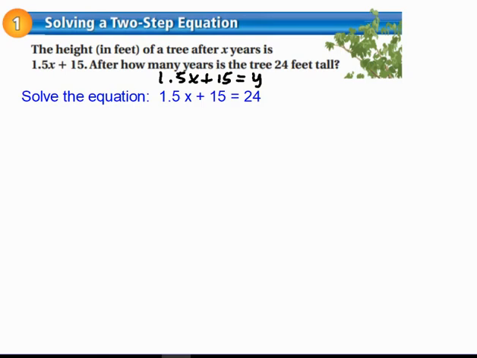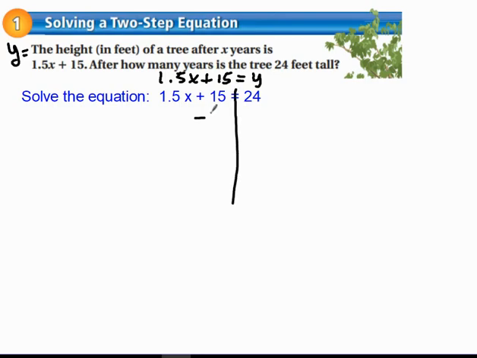In this one, it says the height in feet of a tree after x years is 1.5x plus 15. After how many years will the tree be 24 feet tall? So the equation actually is 1.5x plus 15 equals y. Y is the height of the tree, we assume here. It didn't really say it, but y is the height of the tree. So we put 24 feet in for the y, and we solve this equation.